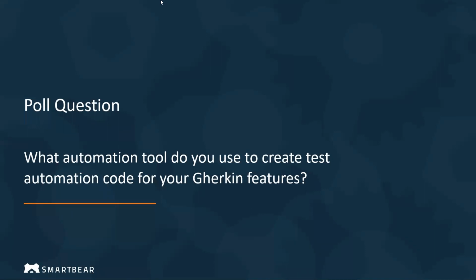When you say, given the SmartBear website is launched in Chrome, you can use the data tables to drive that, and then the automation code will pick up based on the specific browser that you want to run. So TestComplete works with any browser out there. So you can simply use that as a parameter into your step definition.